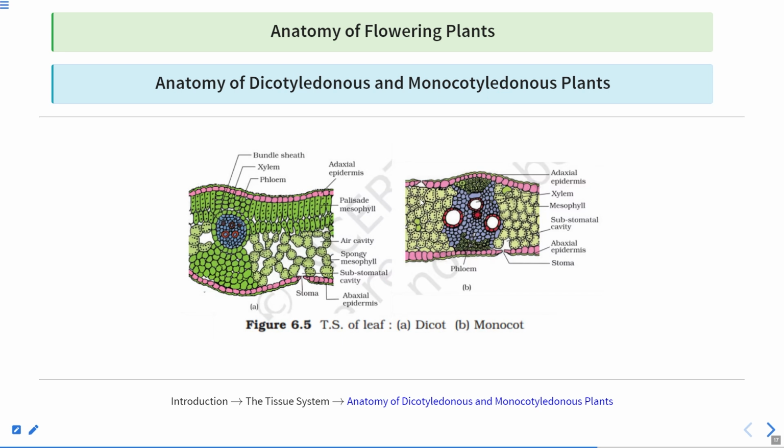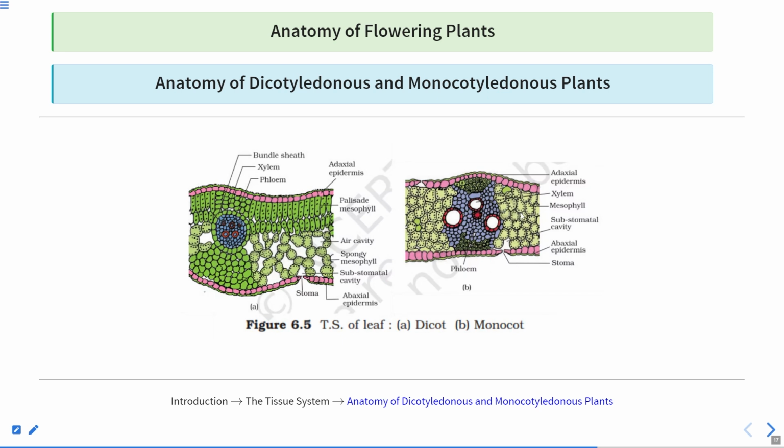Now just look at the monocot. The monocot has the upper epidermis and the lower epidermis, and the upper epidermis also has stomata, and the lower epidermis also has stomata. So the upper and lower epidermis have an equal number of stomata in the case of the monocot leaf. This is the huge difference, right? And the cuticle layer is also present.